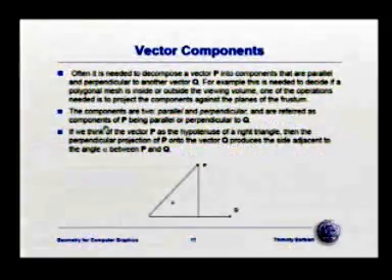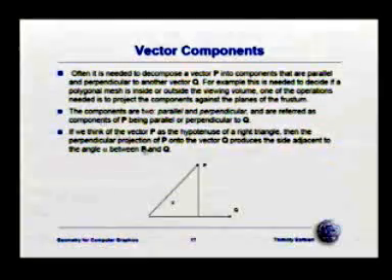Okay, let's forge ahead. There is another thing that we have to review or to learn, if you don't know it, which is how we calculate vector components. Every vector has a parallel component and a perpendicular component.